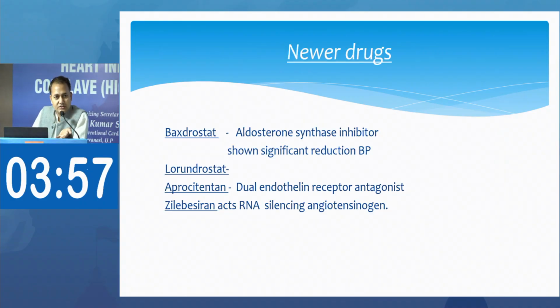We have newer drugs which are there, and some of this was discussed by Dr. Akshay Pradhan also. Baxdrostat, that is in the pipeline. Then we have aprocitentan, and we have zilebesiran. These are the drugs which are still in the pipeline, and we might be able to see them in future for our clinical practice.